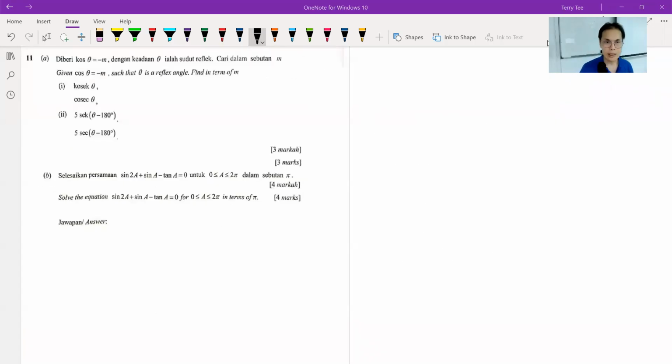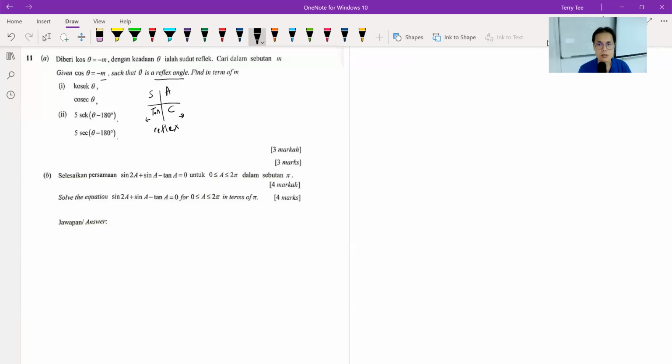Okay, question number 11. The first part, we have to use triangle method to solve it. You're given that cos theta equals negative m, such that theta is a reflex angle. Okay, if theta is a reflex angle, we know theta must be in quadrant number 3. Why? We know ASTC, that is in quadrant 3, only tangent is positive, cos should be negative. When we say reflex angle, it can be in quadrant 3 or quadrant 4. In this case, we have to take quadrant 3.